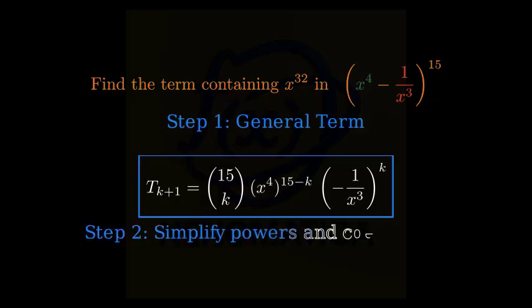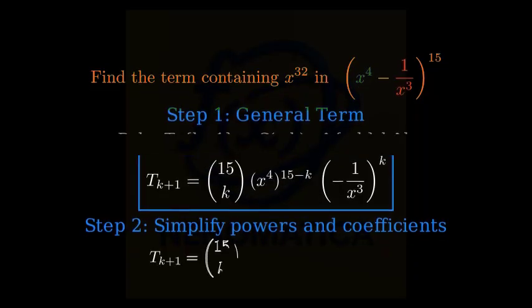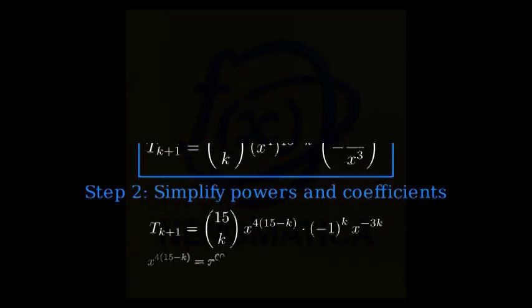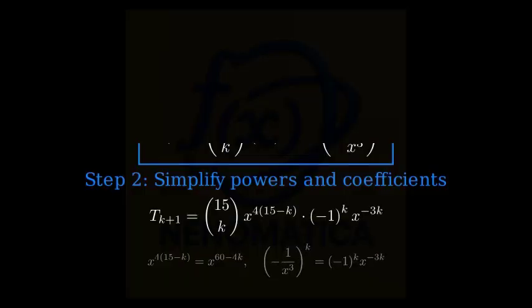Step 2. Simplify the coefficient and the powers of x. Negative 1 over x cubed to the power k becomes negative 1 to the k times x to the negative 3k, and x to the 4 to the power 15 minus k becomes x to the 4 times 15 minus k, which is x to the 60 minus 4k.